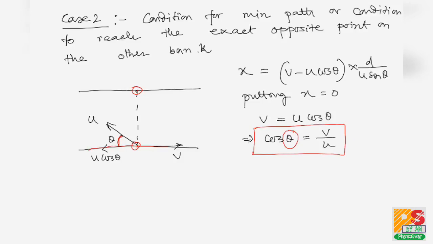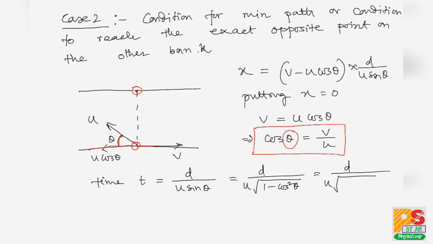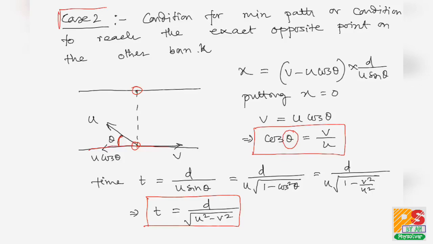Now, let's see what will be the time required in this case. Time t equals, the general formula was d by U sin theta. Now we can write sin theta as root over 1 minus cos square theta, putting cos theta equals V by U here. So I will get time as d by root over U square minus V square. Now that's the formula for time in case number 2.